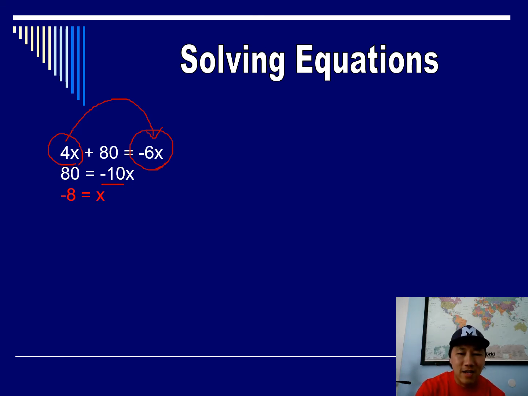All right, very nice. Again, I think your Algebra 1 teacher preferred that you put the variable on the left-hand side and the number on the right-hand side. For me, it does not matter, so we are all good to go.